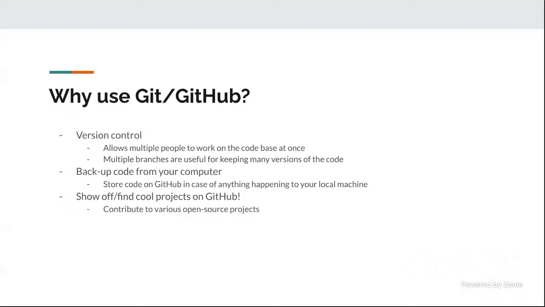By doing this, you're also showing off, and you're able to find other people's cool projects on GitHub. A good way to learn computer science and coding is to contribute to various open source projects, which are projects where pretty much anyone can contribute. They're usually really well organized, and they're really large projects. I think companies really like it if they see that you're contributing on GitHub frequently, because it means you're working on code a lot, and the companies like to see that.